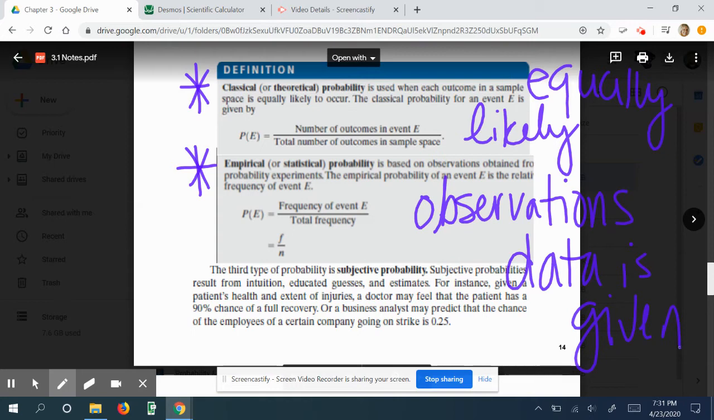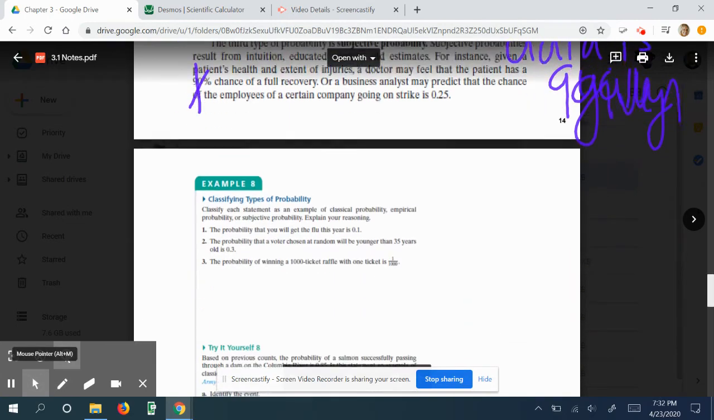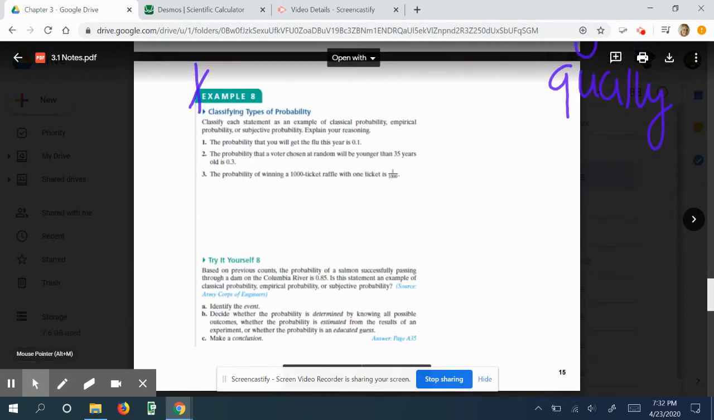Now, there is a third type of probability. It's called subjective probability. Subjective probability is the result of intuition, educated guesses, or estimates. So, for example, it says, given a patient's health and history, a doctor may feel the patient has a 90% chance of full recovery. And so that's based upon intuition, educated guess, estimates, maybe based upon how they could take their medicine, how their body responds to that kind of stuff. Okay?